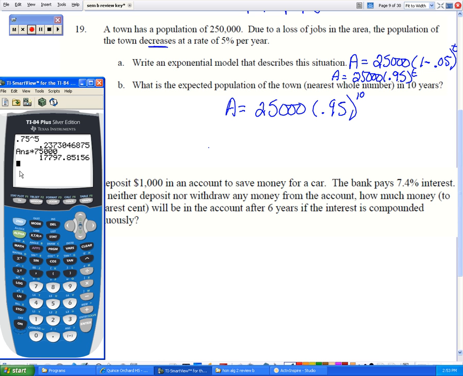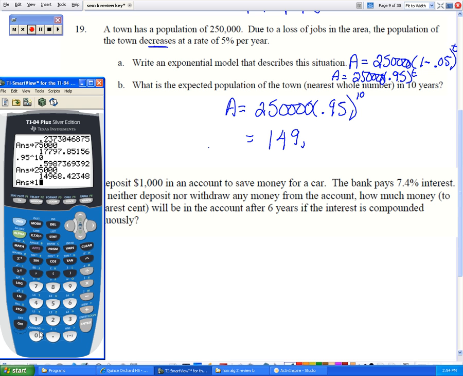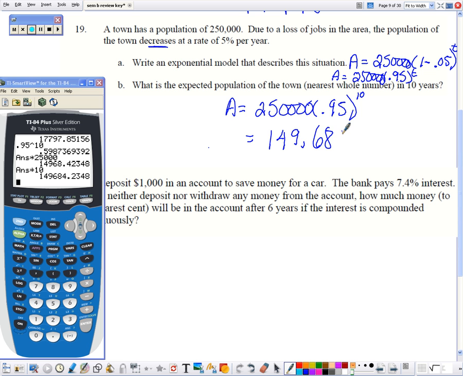Again, I'm going to use my calculator. And we want the nearest whole number. So that is 149,000. Oops, I forgot a 0. So multiply that by 10 since I forgot my 0. 149,684 people.